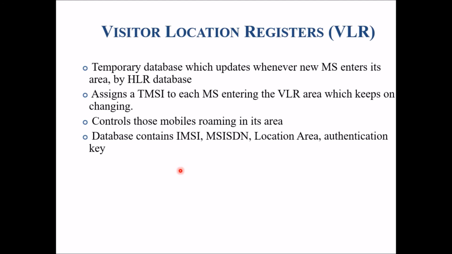Now we will see what is VLR, that is Visitor Location Register. It is a temporary database which is updated by the HLR database whenever a new mobile station enters the area. It assigns a TMSI to each mobile station entering the VLR area, which keeps on changing. It also controls those mobiles roaming in its area. Its database contains the location area and authentication key.